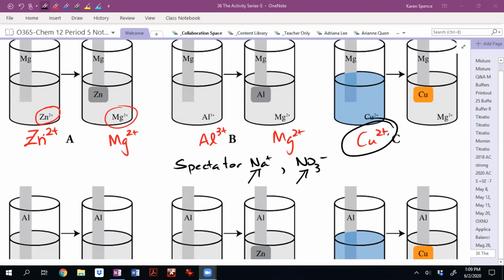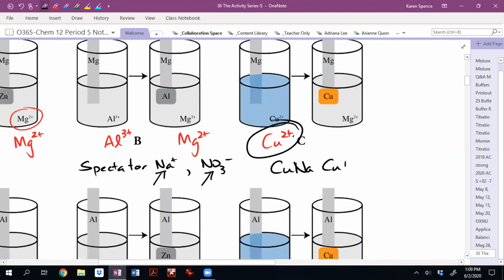So, okay, let's put it a different way. When I dissolved my copper 2+ into solution, was it put in there as copper Na, or was it put in there as copper NO3? What do you think?